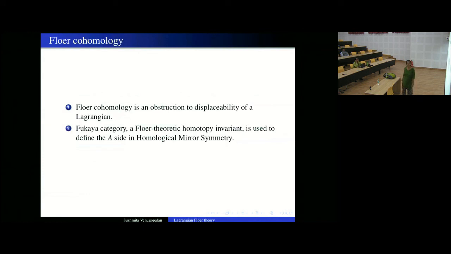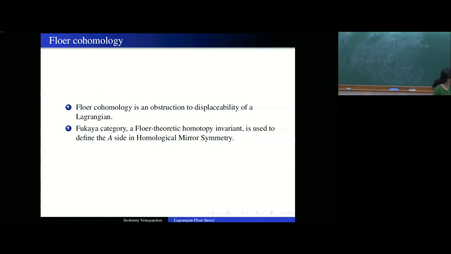So this is something I said earlier, that Floer cohomology is an obstruction to displaceability of Lagrangians. But we can do more with Floer cohomology. We can define these Fukaya algebras and Fukaya categories, which occur in other places.